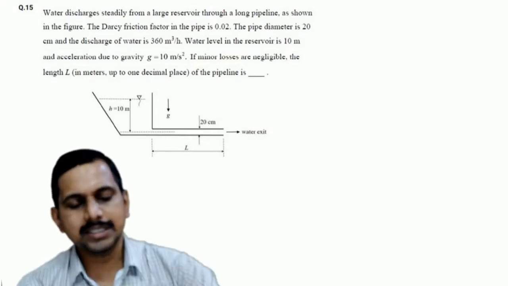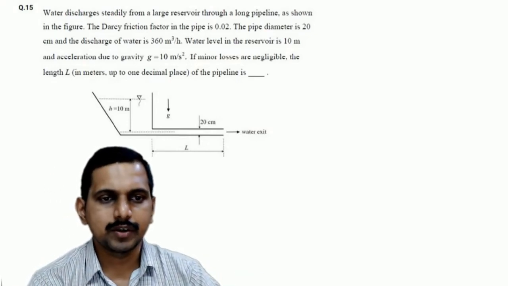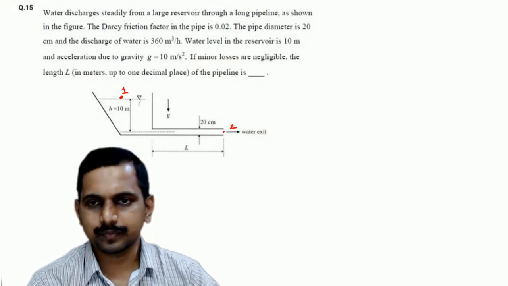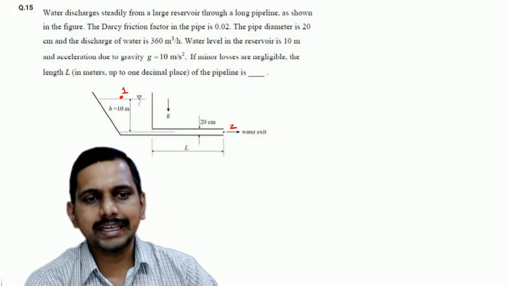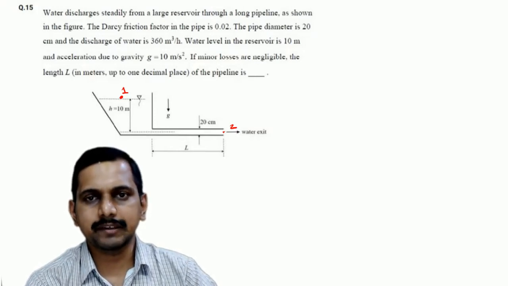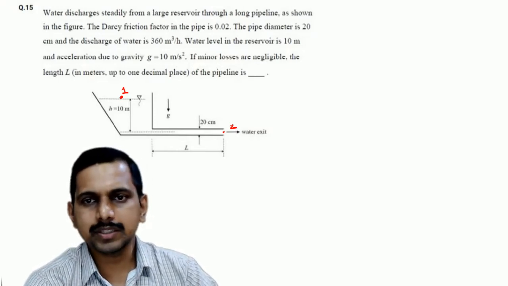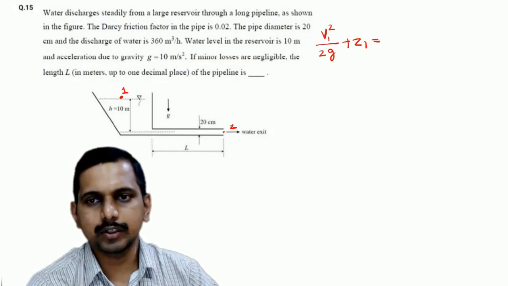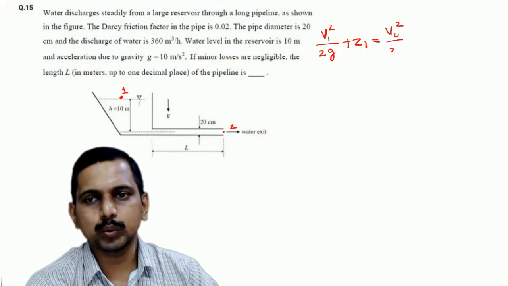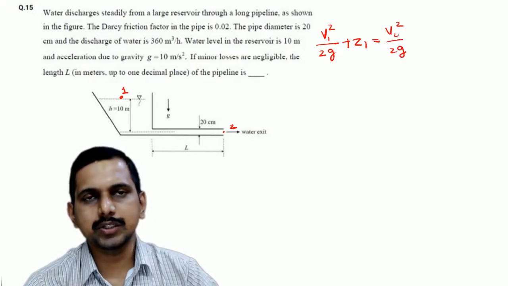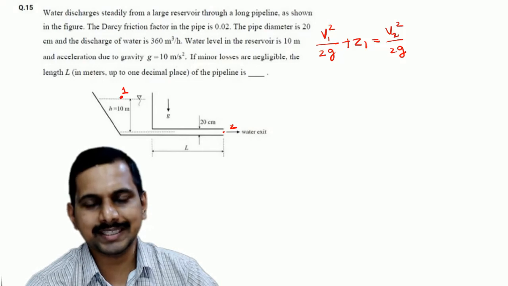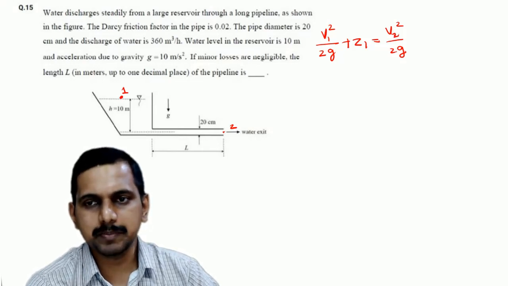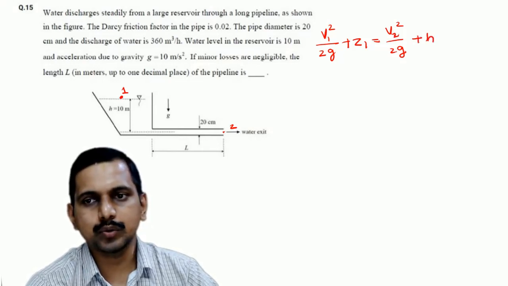Now here it is a simple application of Bernoulli's equation from say point 1 to point 2. We can neglect the pressure because the pressure is atmospheric at 1 and 2. What remains is V1 square by 2g plus Z1 is equal to V2 square by 2g. If I take the exit 2 as the datum, then I don't have to take Z2 also, plus head loss due to friction.